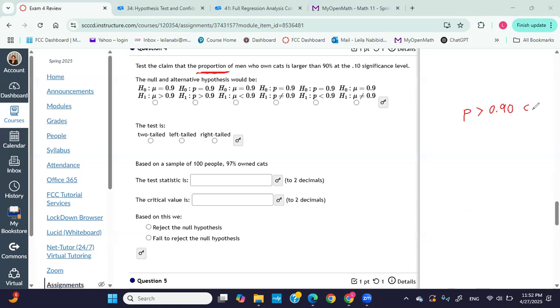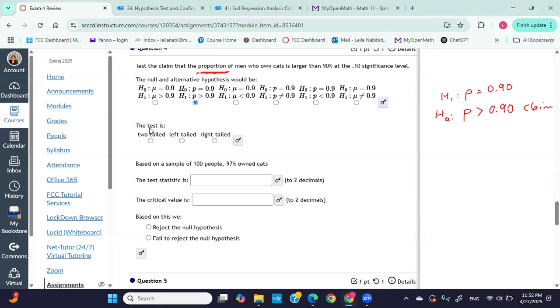That's the claim. Where do we put this claim? Since there is only greater than, we put it in the alternative. So for the null, we only put less than or equal to. So which one is my option? I think it's this one.